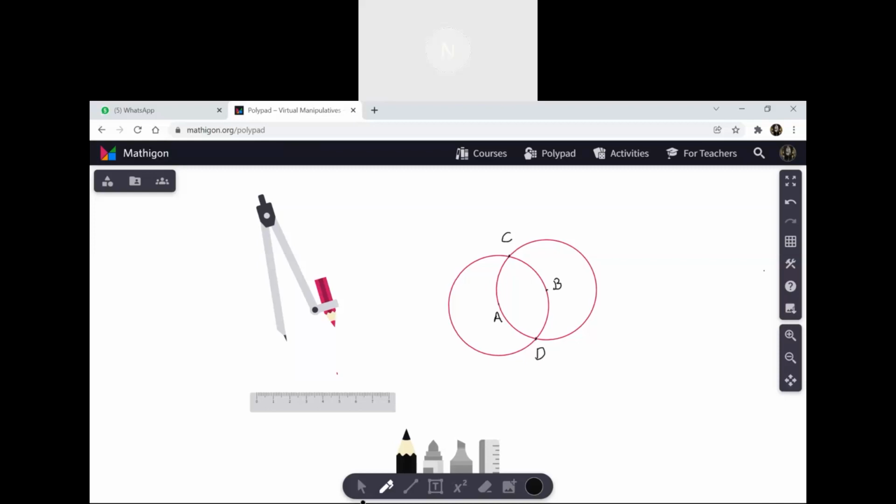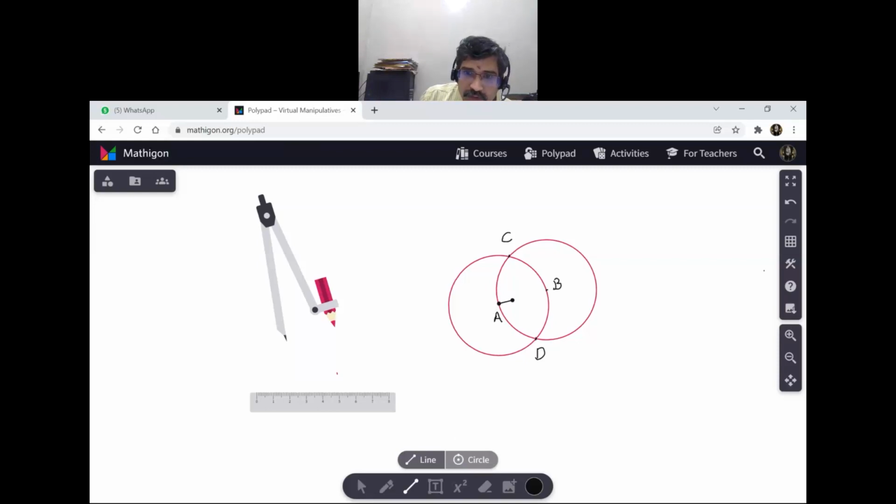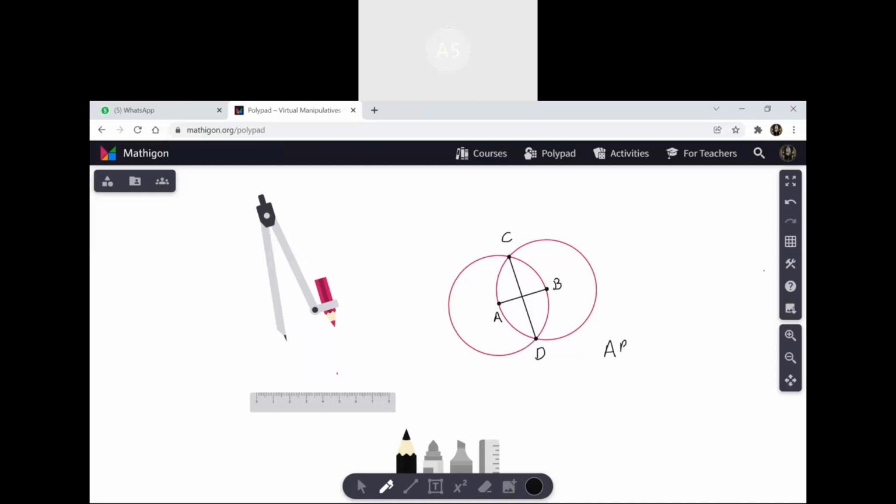Now, you got A and B, and the points of intersection of these circles being C and D. Now, you have to join the lines AB and CD. Tell me, how are those two line segments? Let them intersect at C and D. Examine whether AB and CD are at right angle or not. Are they forming a right angle or not? Yes, sir. So here line segment AB is perpendicular to line segment CD.